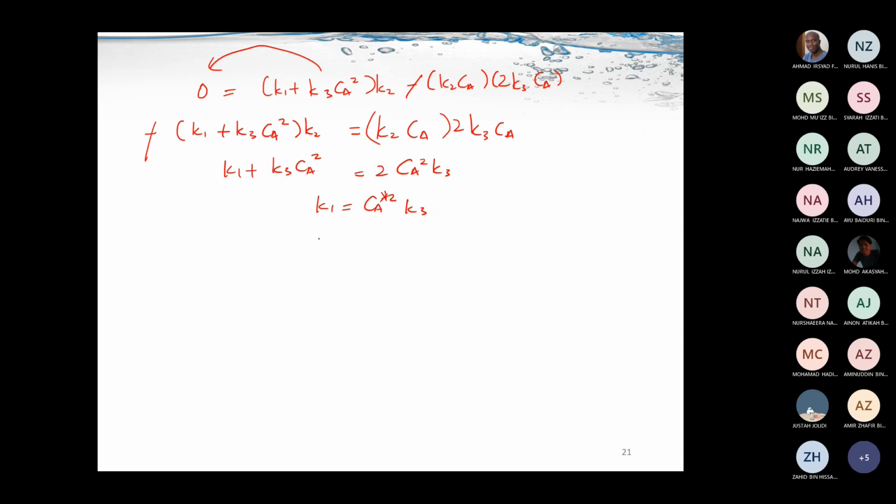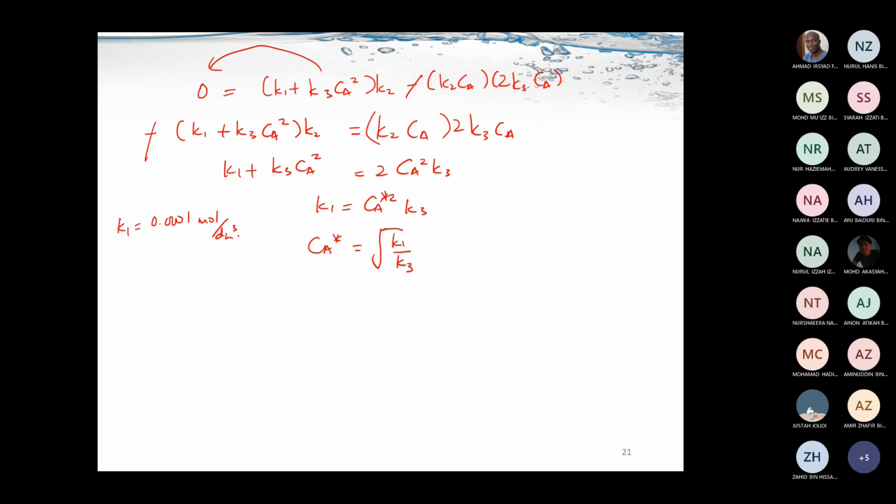So daripada sini CA is equals to K1 over with K3. Okay, so jawapannya lah K1 over K3. Okay, dalam soalan tu sebenarnya dia dah bagi dah what is value of K1. Okay, so K1 adalah 0.0001 mol over decimeter cube.